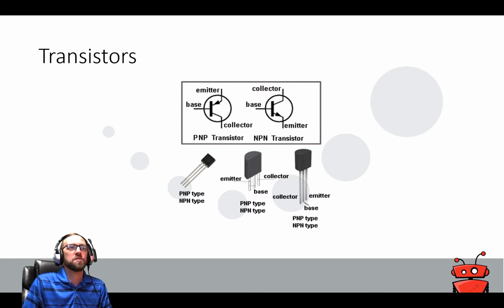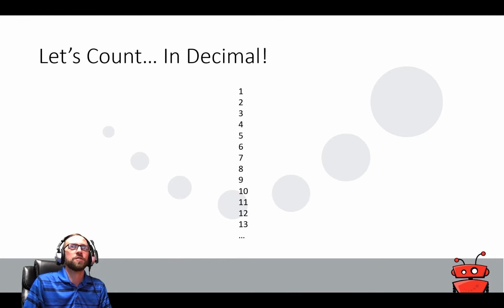But starting off, let's just take a step back and talk about the numbering system that we use as humans on a pretty regular basis. Let's talk about base 10. We are going to count in decimal. All right, ready? Count with me. Just like kindergarten. 1, 2, 3, 4, 5, 6, 7, 8, 9, 10, 11, 12, 13, etc.